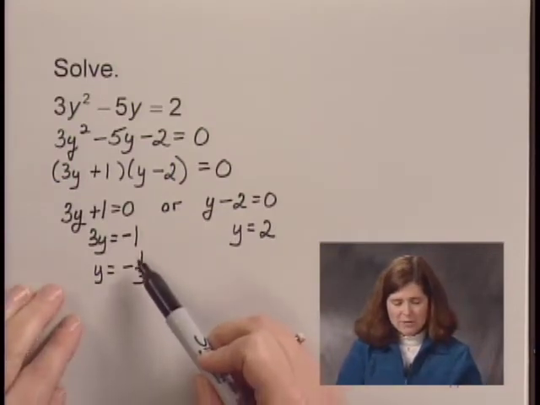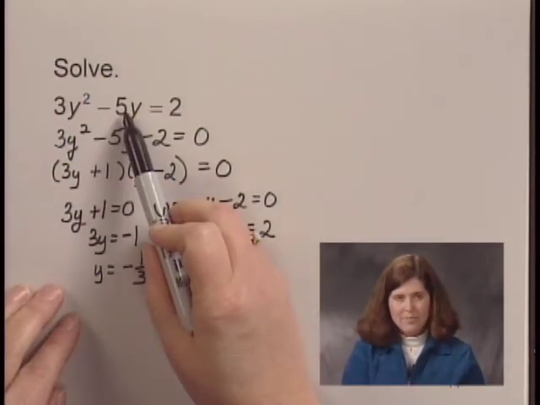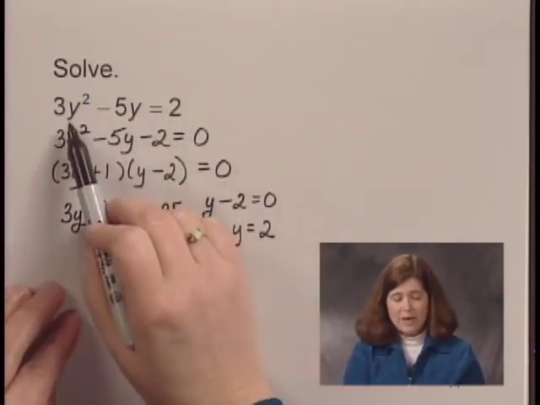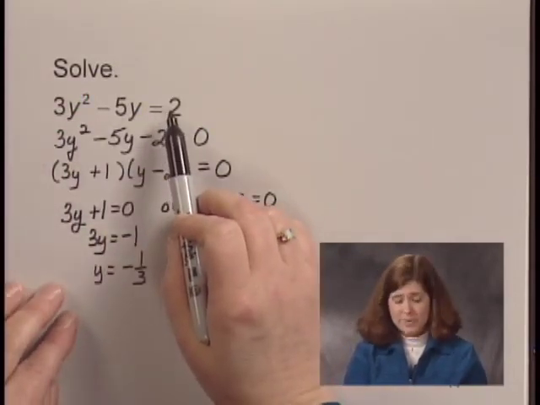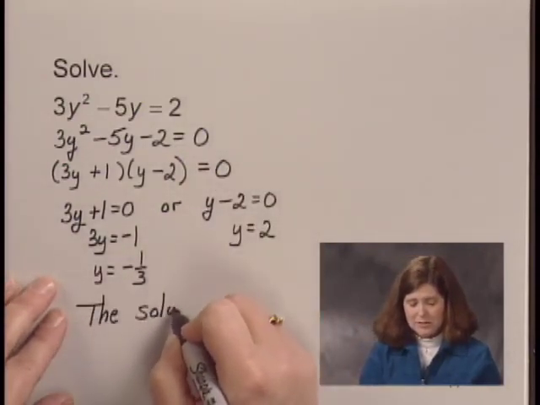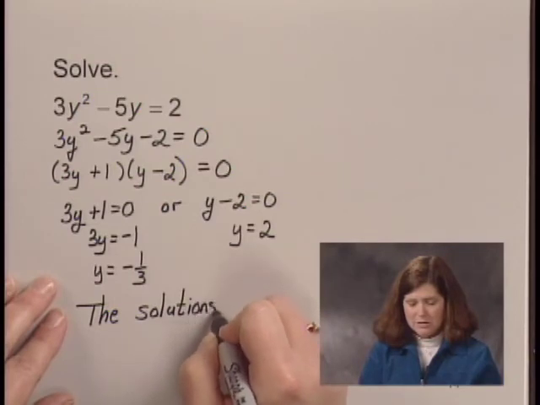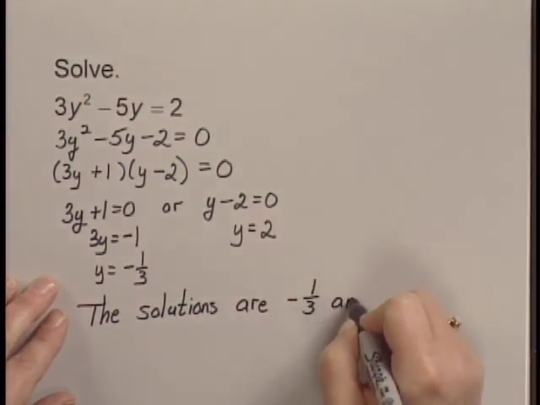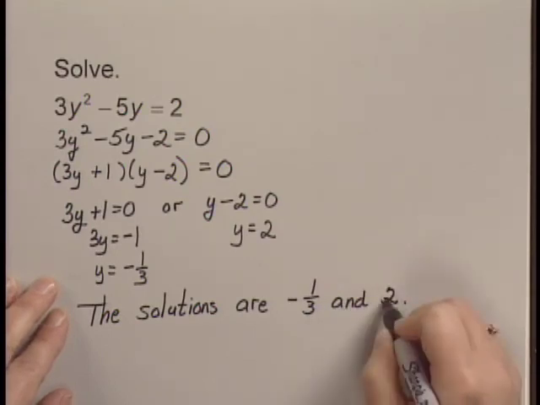If I substitute negative 1/3 for y, I would get a true equation. If I substitute 2 for y in my original equation, it makes it true. So I can state then that the solutions are negative 1/3 and 2.